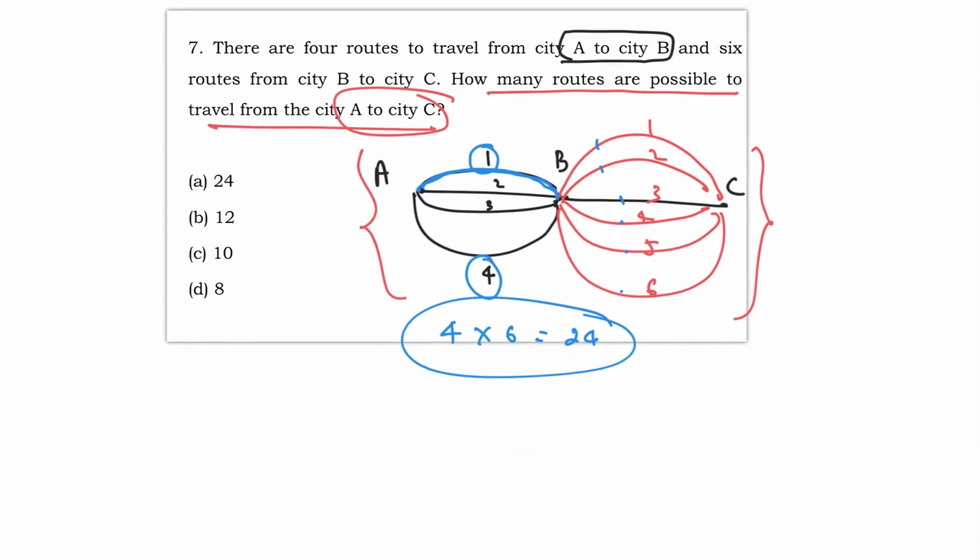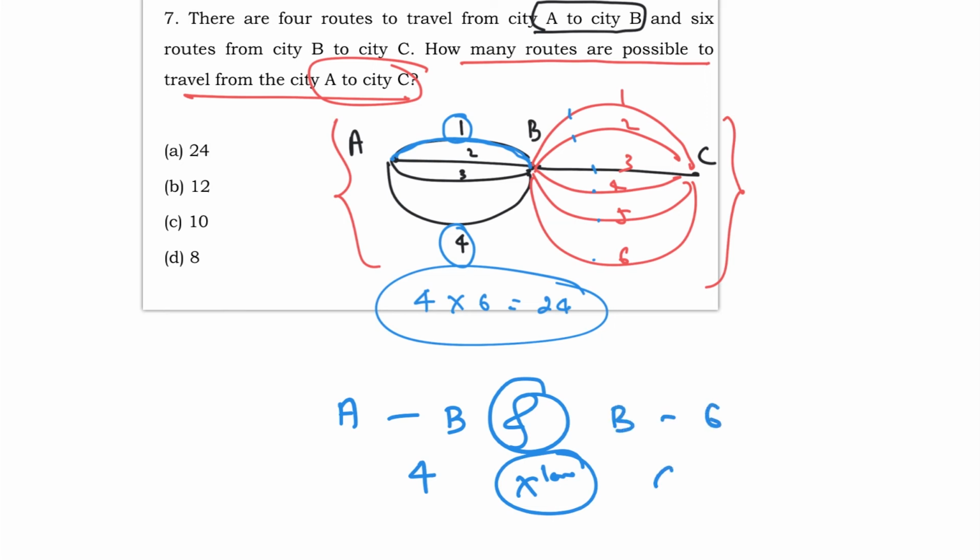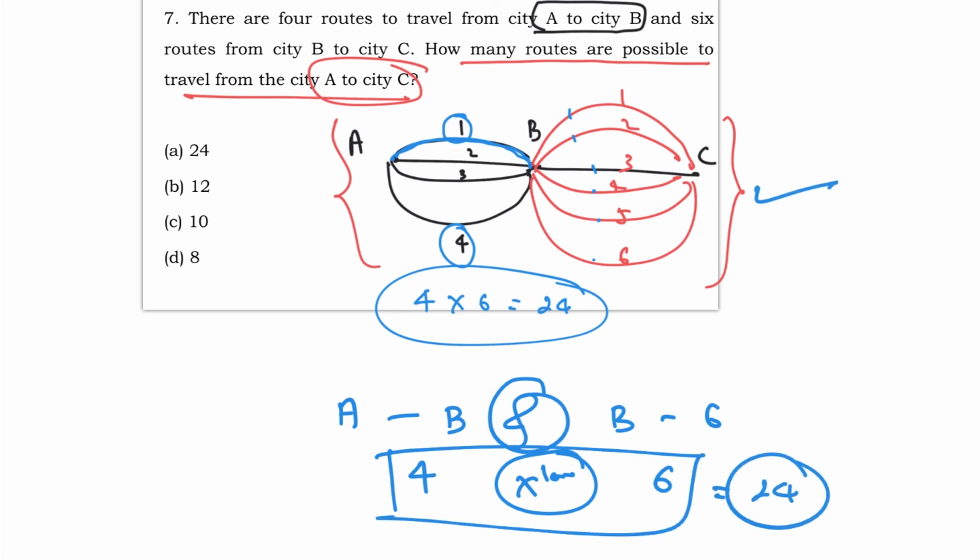According to the formula method also, from A to B he has 4 different routes, and here "and" means multiplication. From B to C, how many routes does he have? Actually 6 routes. So "and" means multiplication, so 4 into 6 will be 24 here. You can draw a diagram also, or else without drawing a diagram also you can arrive at the answer here. Moving on to the next question.